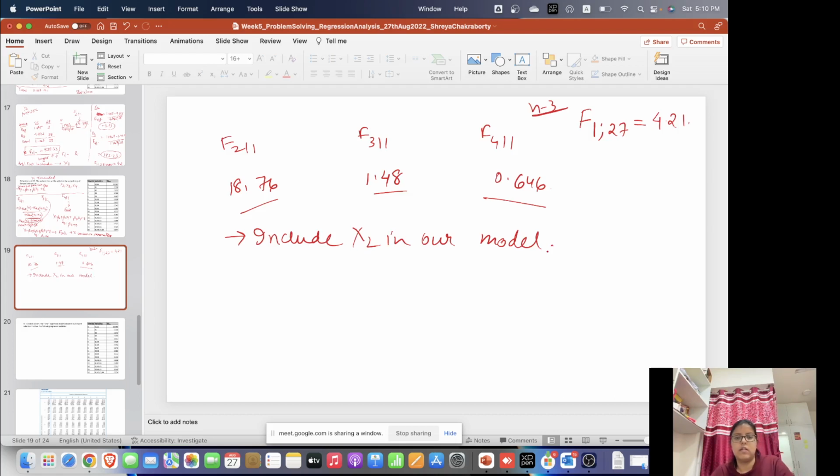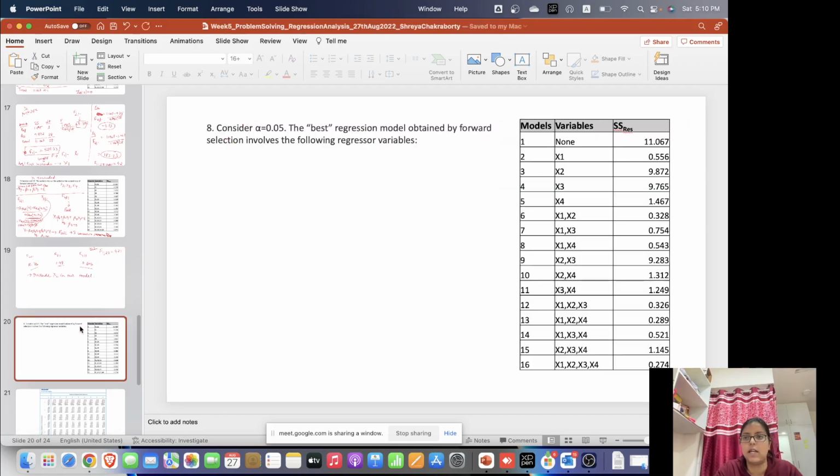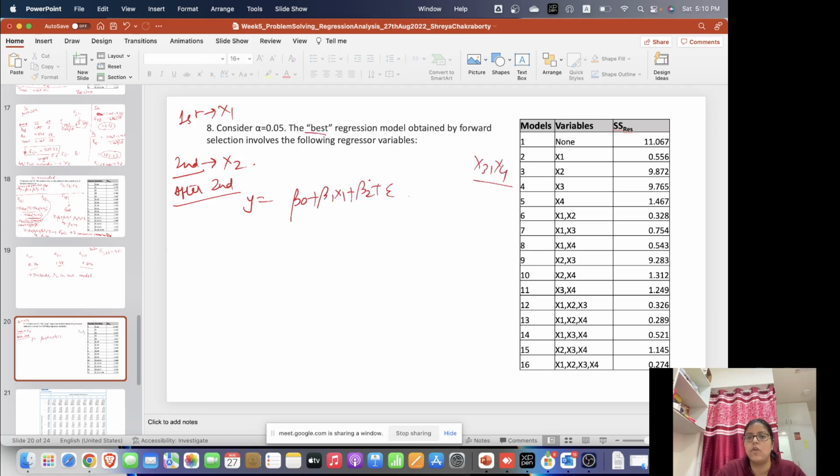Okay, and similarly, this is the last question for today. What is the best regression model obtained by forward selection? So again, in the first step we included x1, in the second step we included x2. So after the second step our model is this one, but here we are yet to add x3 and x4. So in this case we have two criteria, f3 given 1 2 and f4 given 1 2.